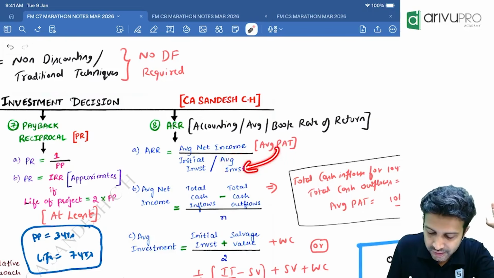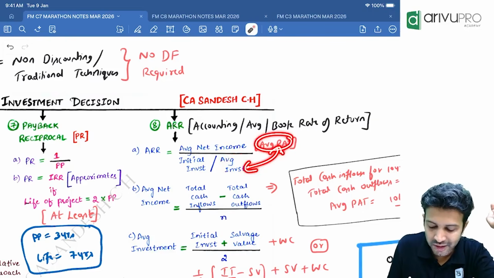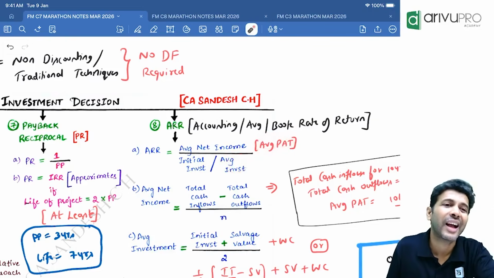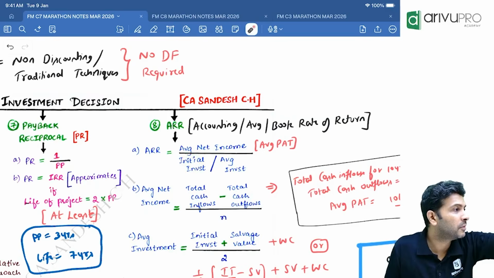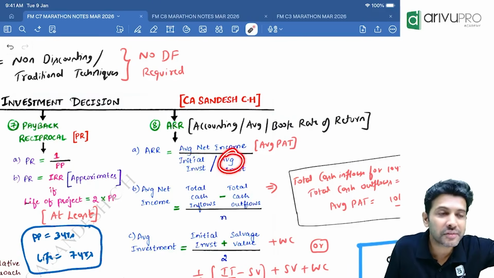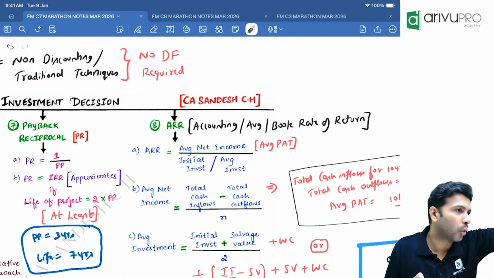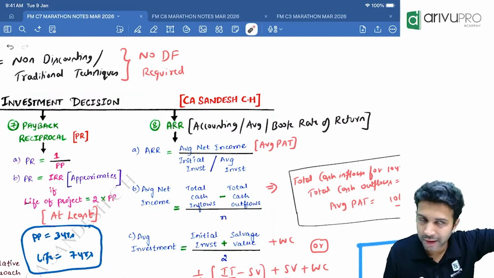I feel this is a better comparison, because if the numerator is average, the denominator should also be average. But ICAI allows both. Okay, people. But this is easier for the exam, because the initial investment will be given to you in the question. Average investment we have to find. So your call what you want to do. Fine, both are acceptable as per ICAI.